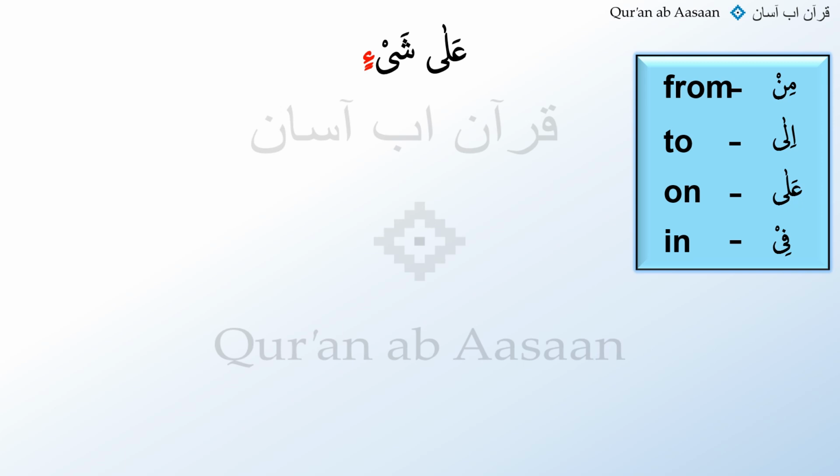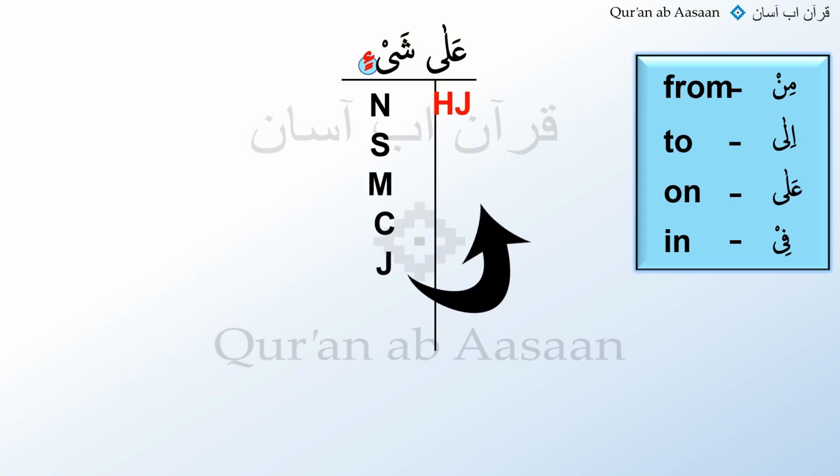Okay, another example. Ala shay'in. Color the tanween blue. Good. Go on. Dissect it. Allah, harf jar. Shay'in, noun. Singular, male, common. Jar. You looked back and you found out that the reason for jar is because of Allah. Beautiful. And the translation, first say the Arabic.